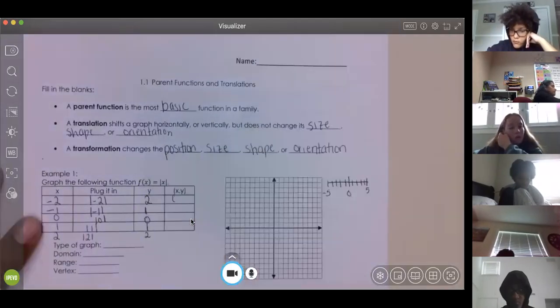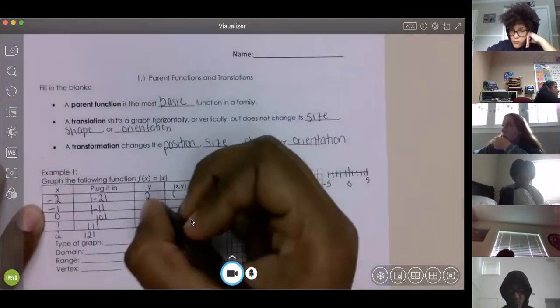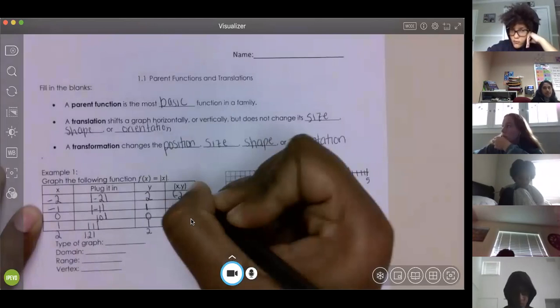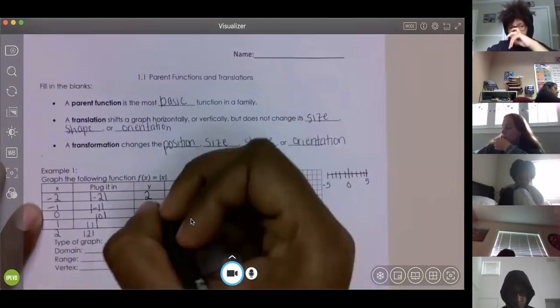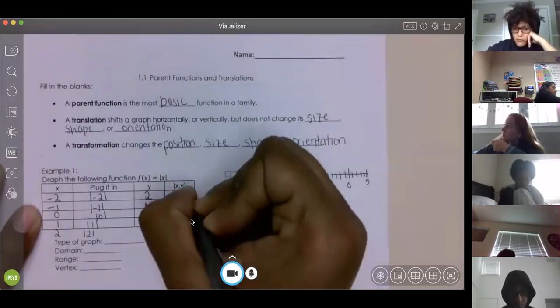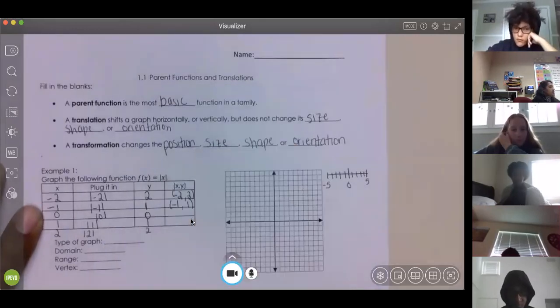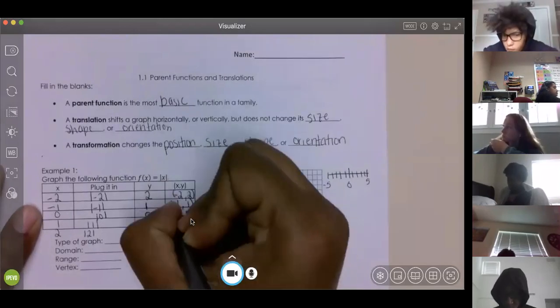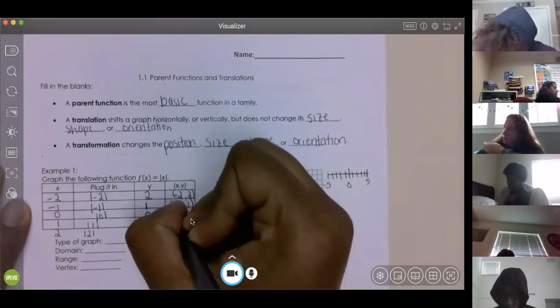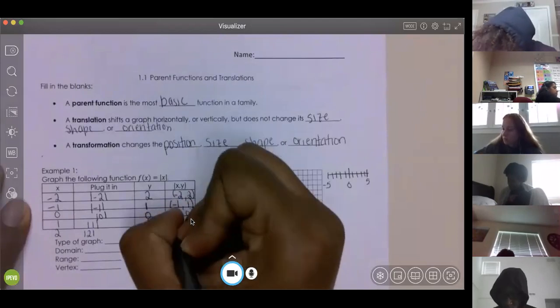So the first point, the x value is -2, the y value is +2. So that's your first ordered pair. Your second ordered pair is -1 and 1. Your third ordered pair is 0, 0. Then 1, 1. And 2, 2.